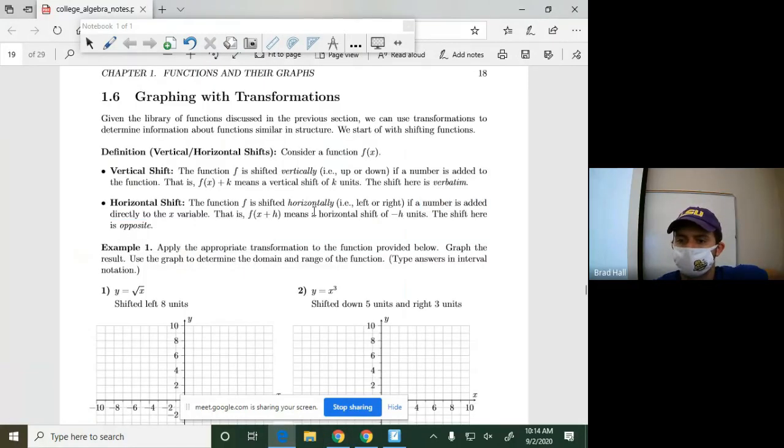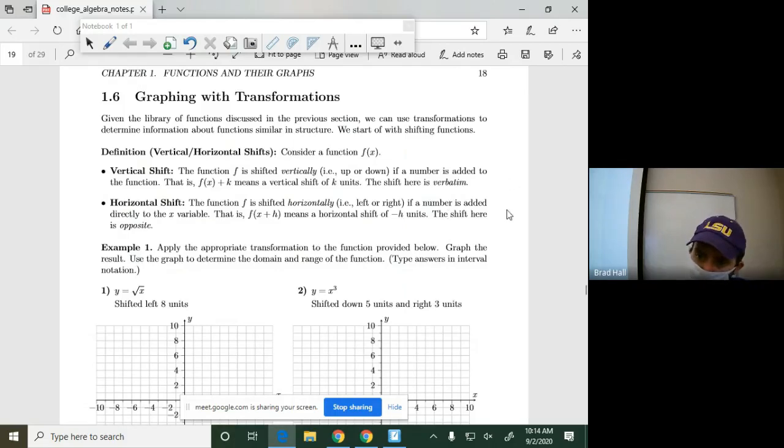So let me try that one more time. The shift is opposite because, before we said if you add 3 to the function, you would go up 3. That's a verbatim operation. Add 3, go up 3. This is not the same for left and right. If you add 3 to the x directly, then you will end up going the opposite direction. Adding 3 means you would go to the left 3, or subtracting 5 means you would go to the right 5.